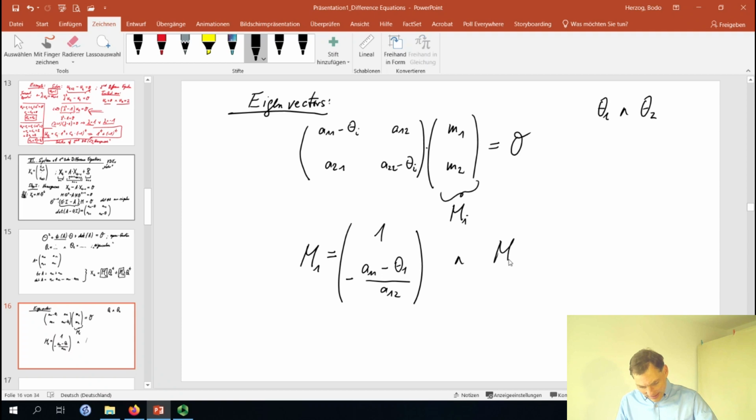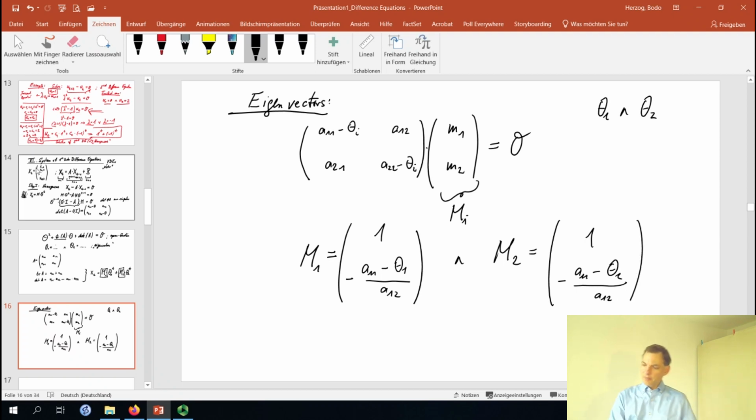And for the second eigenvalue, you get an m2 with a little m1 and 2 element, which is 1 over minus (a11 minus theta 2) divided by a12. So these are the so-called eigenvectors. Yeah, these are what we call the eigenvectors.